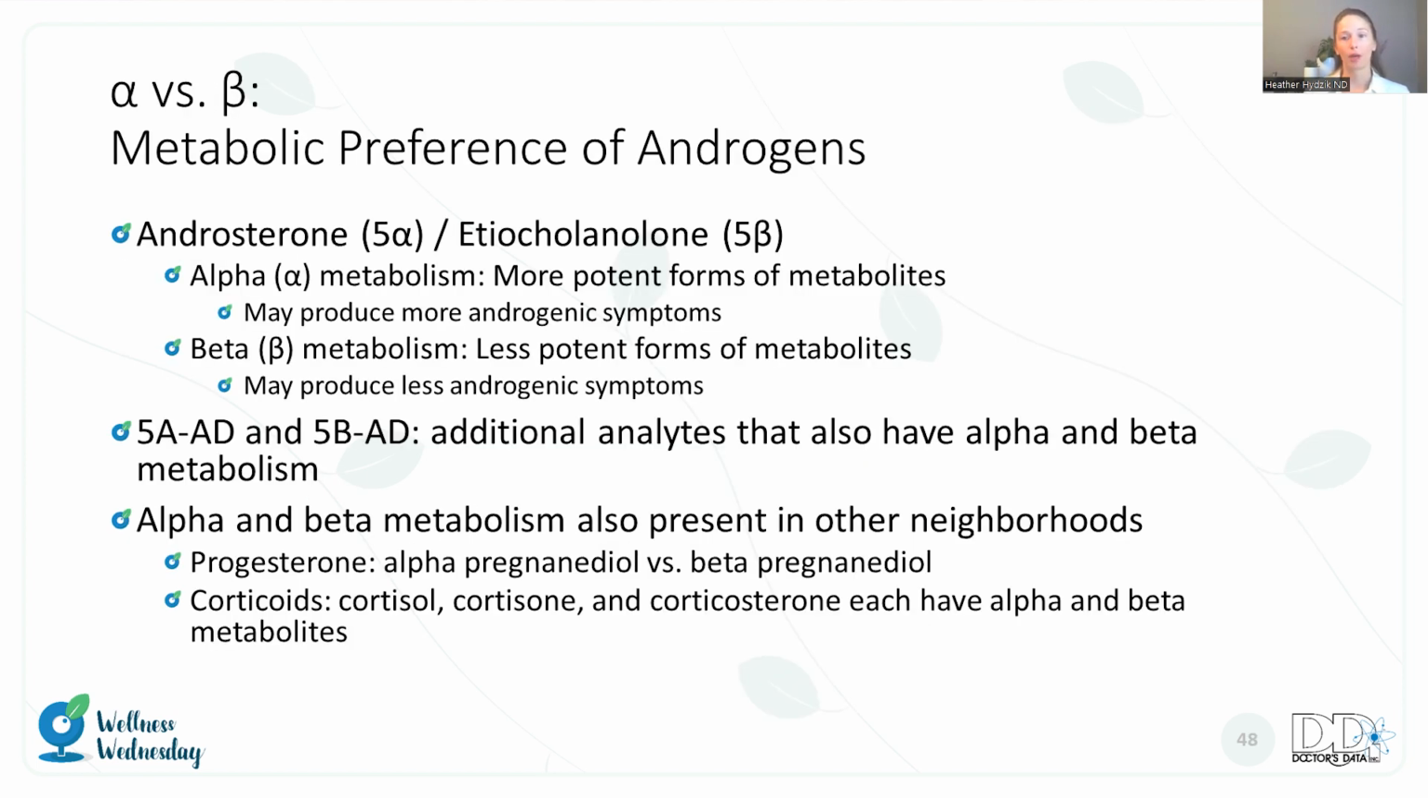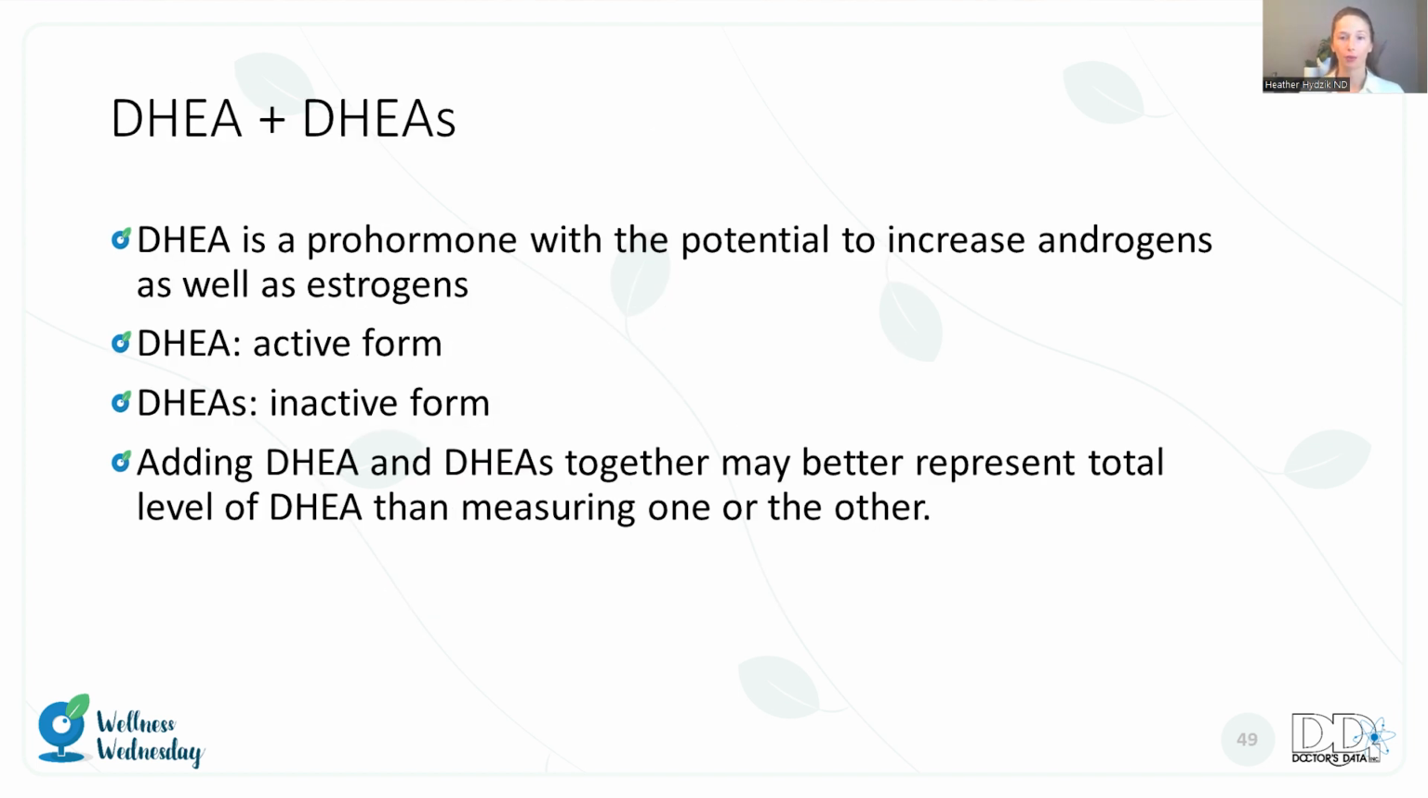We compare the metabolic preference of 5-alpha reductase versus 5-beta reductase. The alpha metabolites are more potent, especially the 5-alpha DHT. And that can produce symptoms like facial hair growth in females. DHEA is a prohormone that can convert to androgens, and then those can aromatize into estrogens, DHEA being the active form, and then DHEA sulfate is inactive. When you add these together, you get a better idea of the total pool of DHEA, and you see these both on the rainbow arc on the front page of the report, and then also in the androgen section.